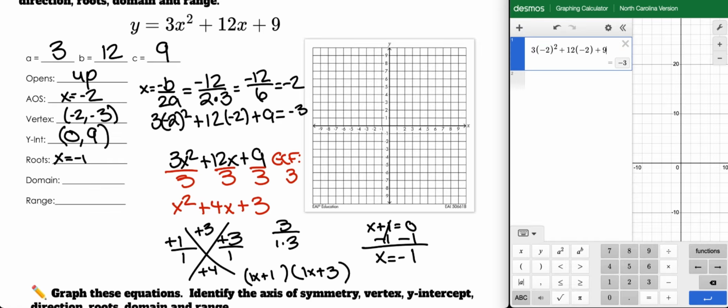Then we do the other one, which is x plus 3. Move that to the other side by doing the opposite. That gives me x is negative 3. So the other solution is negative 3. All right, so now we have our roots or our solutions. Now that we have that, domain. Domain for every parabola is going to be all real numbers.